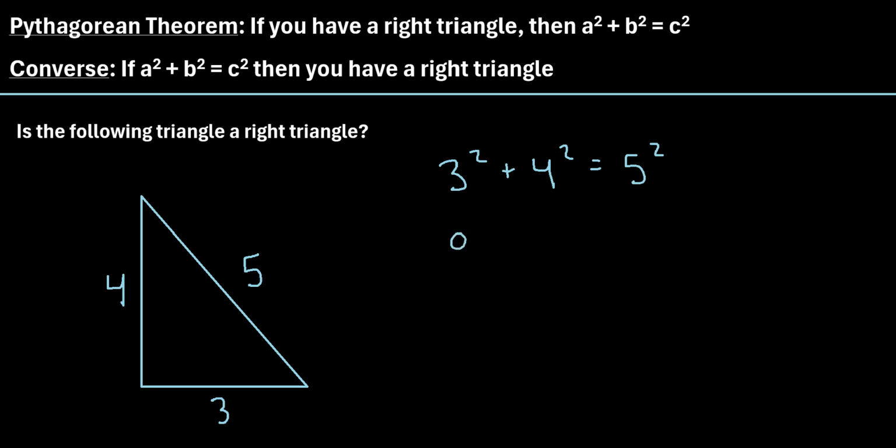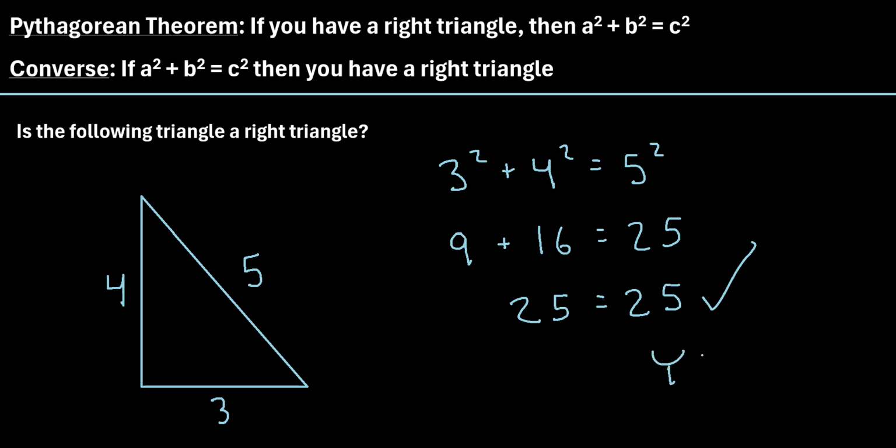3 squared, that's 9, plus 4 squared, that's 16, is equal to 5 squared is 25. So over here we get 9 plus 16, that's 25. And on the right side we have 25. So this is a true statement. 25 is equal to 25.